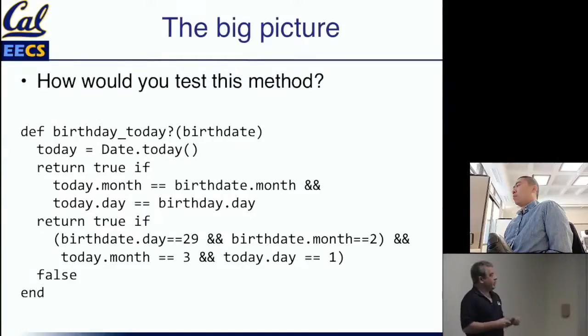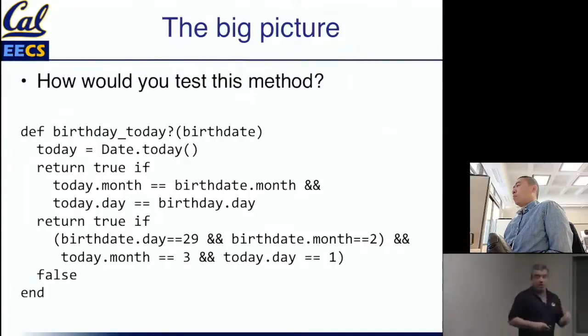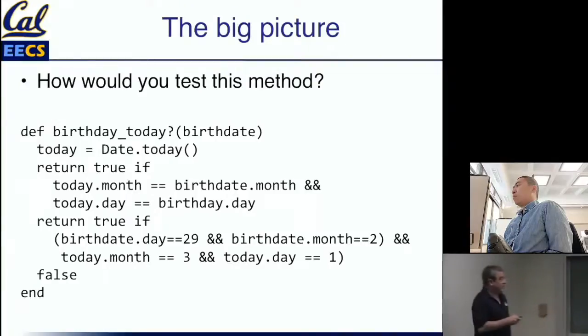So for example, under what conditions can this thing return true? Well, one possibility is just a simple match. The other possibility is this corner case. So probably if your job was to test this, you would think that you at least need to write one test to check each of these possible code paths, right?